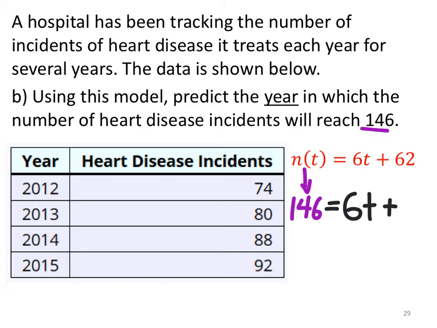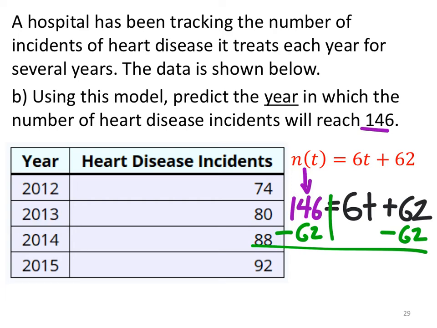Well, this becomes an equation, a two-step equation that we can solve pretty quick, right? Just subtract 62 right here. Let's see what that gives us. That zeroes out, and that's good. We got 84 right there, equals 6t, and then divide both sides by 6.